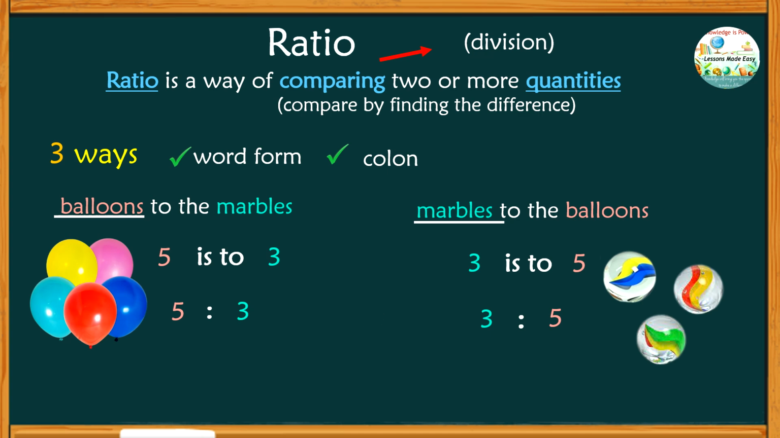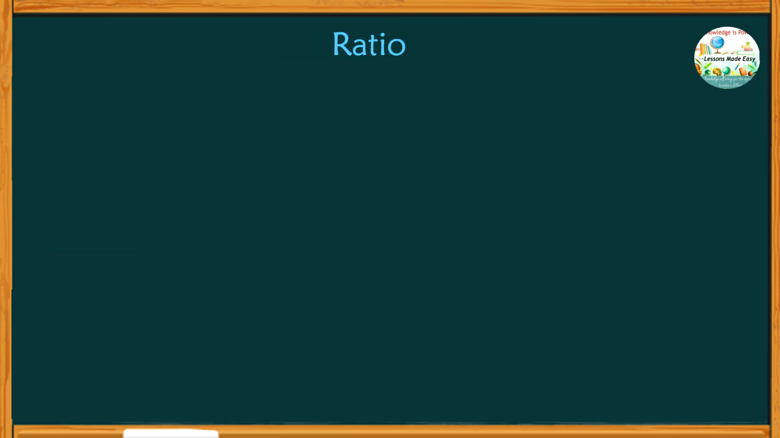Since the ratio is a way of comparing by division, we can write the ratio as a fraction. But how? Well, it's very simple. The first term will be the numerator, and the second term the denominator. It means 5:3 can be written as 5/3, and 3:5 can be written as 3/5. You see, clearly these two quantities are not equal. Let's find out more about ratio.